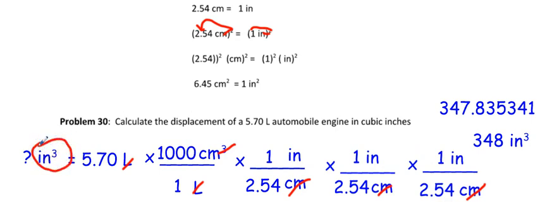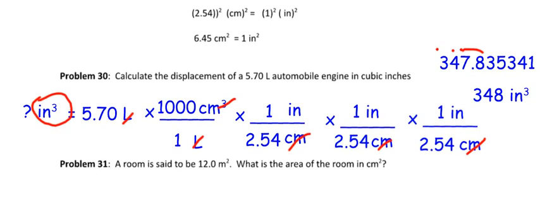All right, so just a matter of doing your math. So 5.70 times 1,000 divided by 2.54 divided by 2.54 divided by 2.54, and this is what I get when I do that math. And again, I have 3 sig figs, and so I go 1, 2, 3, and I have to round up, so 348 inches cubed. Okay, why don't you do this on your own? Pause and check your work.